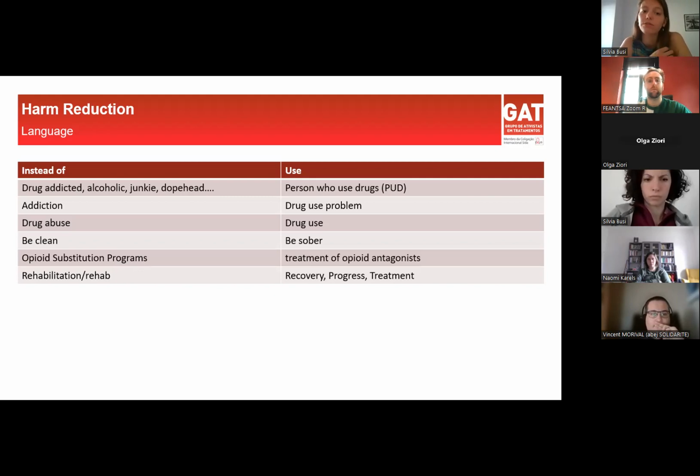We don't say opioid substitution programs, but treatment of opioid antagonists, because they don't have to substitute the drug. You can have methadone and you can still use heroin. If it works for you, if the best way for you to not have too much heroin, that's okay. And we never say rehabilitation or rehab. We always prefer to use recovery, progress, and treatment, because rehabilitation means that the person was not able before and just got back. So we always try to destroy that, because it's not black and white, it's not bad and good. It's just a part that can become another.